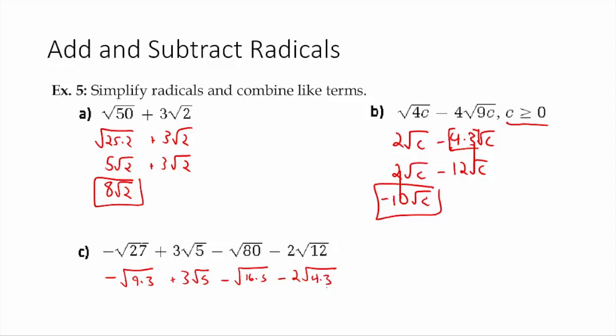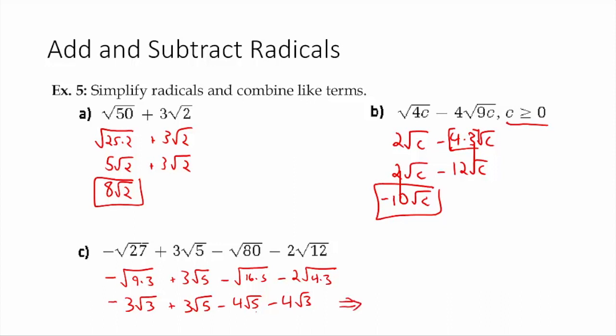Wonderful. Now we can do all the square roots, so the negative root 9 is negative 3 root 3 plus 3 root 5. Subtract 4 root 5, subtract, well, the square root of 4 is 2. 2 times 2 is 4 root 3. And this will now lead to our final solution.